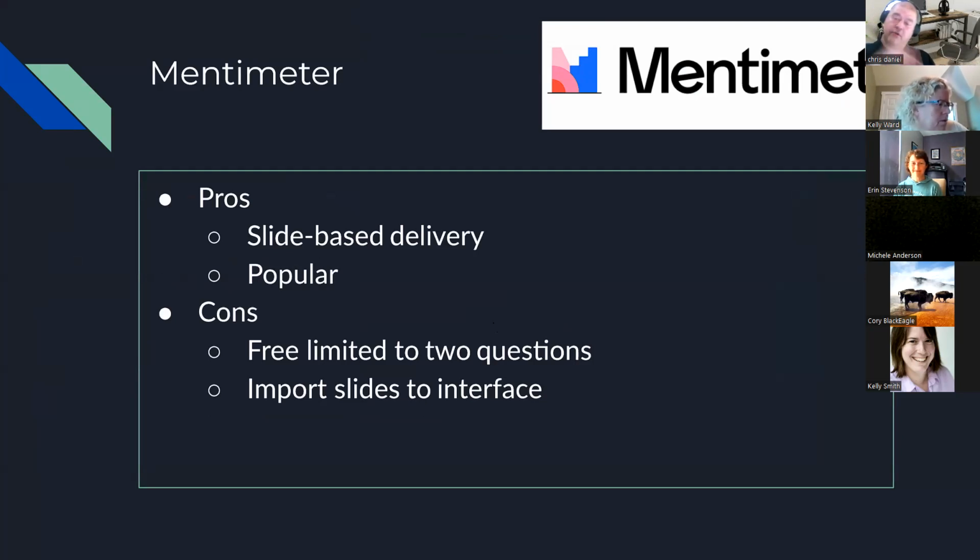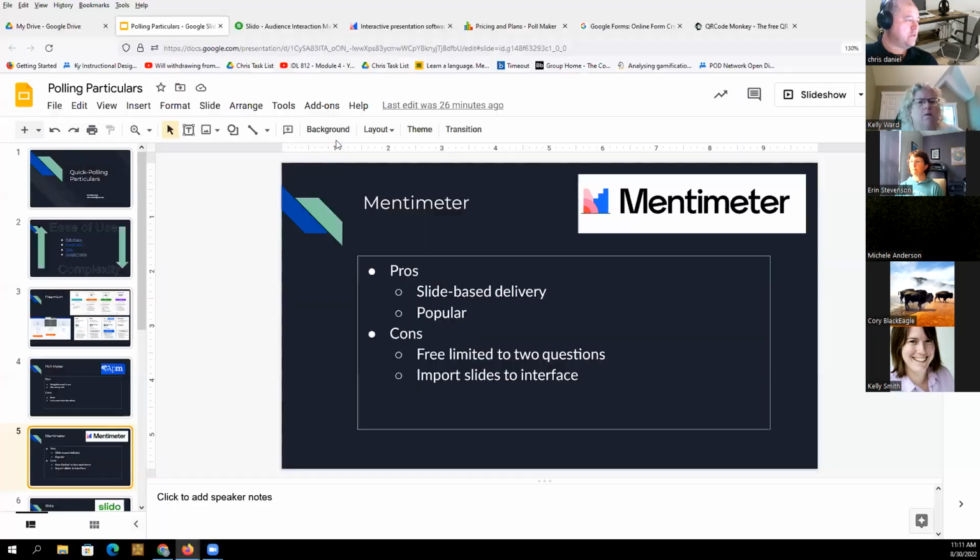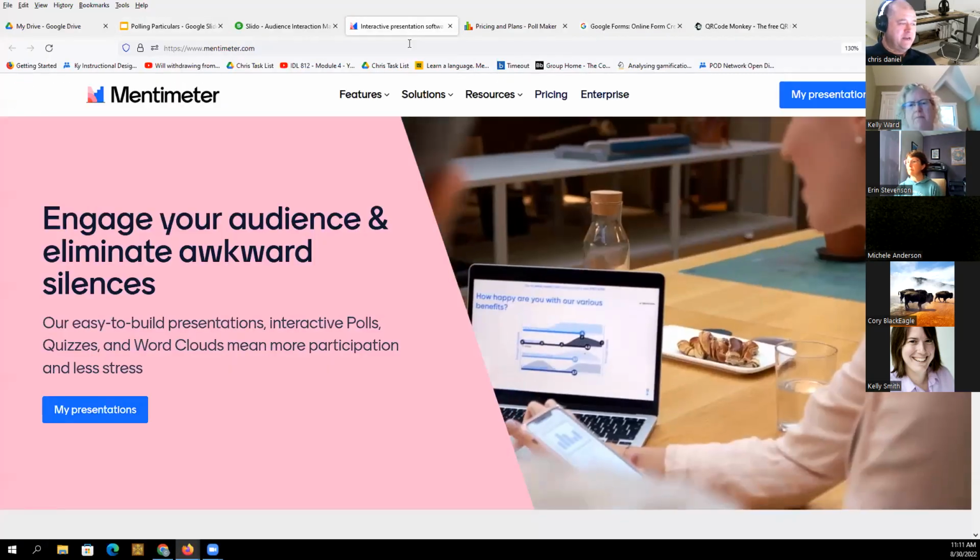Now, the downside is you only get two questions, basically. If you want to import your slides into Mentimeter, that's a paid tier. So if you just want to ask a couple questions, you can get some robust question building here and different types of questions, not just multiple choice. I think you may like that. Certainly you should explore it. So let's go into Mentimeter right now.